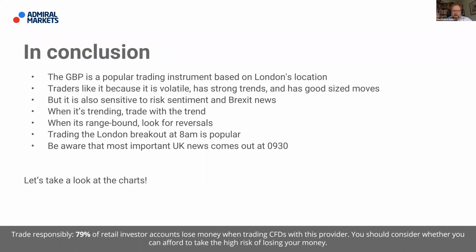Trading the London breakout at 8 a.m. is very popular, and you need to be aware that the most important UK news comes out at 9:30 in the morning, and you don't want to be caught on the wrong side of that. So we'll just switch across to have a look at the charts and see what's been going on in the last couple of days.